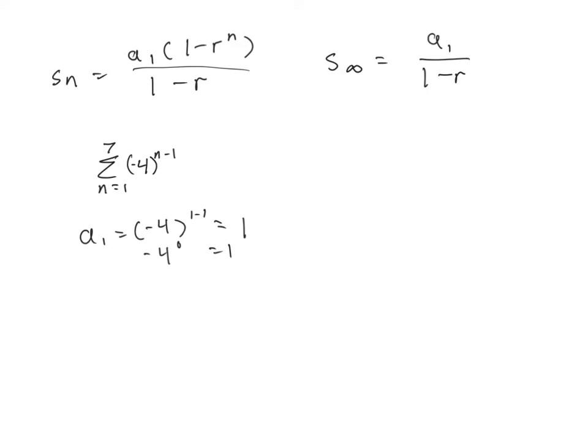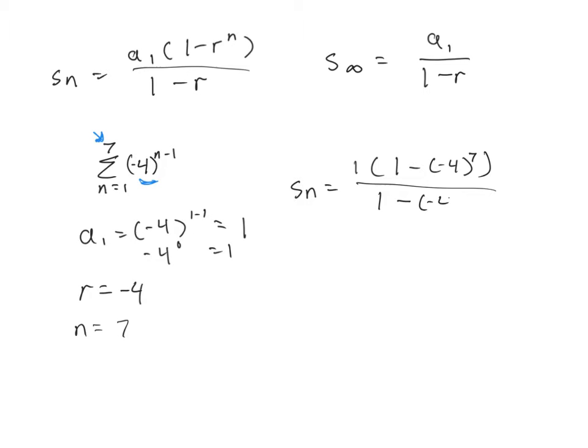Now we have that. Our r value is our change, or the number that we're multiplying with each time, and in this case it is negative 4. So r equals negative 4. Our n value is the very last number that we need to end at, which is up here. So our n equals 7. I found everything, so now I'm just going to plug this into my formula. S of n equals a sub 1, which is 1, times 1 minus negative 4 to the 7th power, divided by 1 minus negative 4.